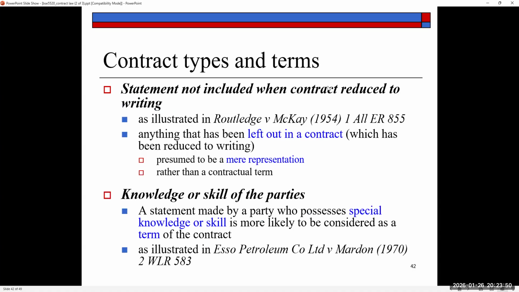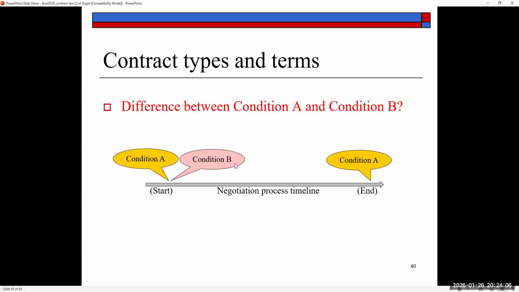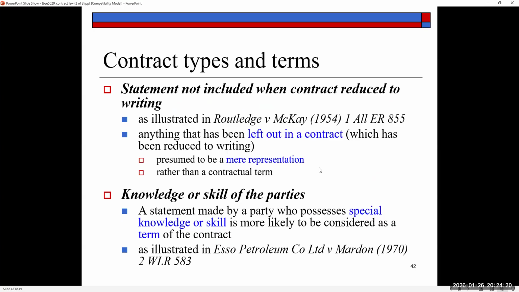Statement not included when the contract is reduced to writing. Anything that has been left out of the contract is presumed to be a mere representation. As I said here, condition B was mentioned at the beginning, but it was left out when signing the contract here. So this is presumed to be a mere representation rather than a contractual term.